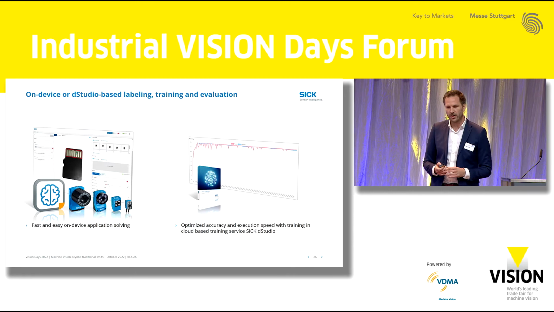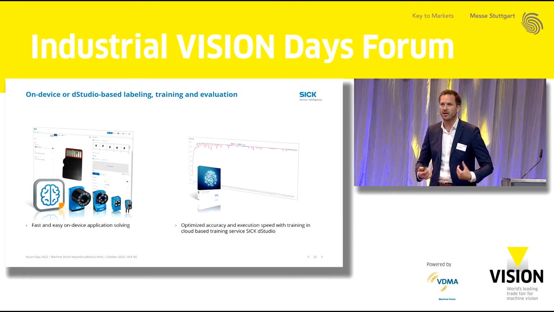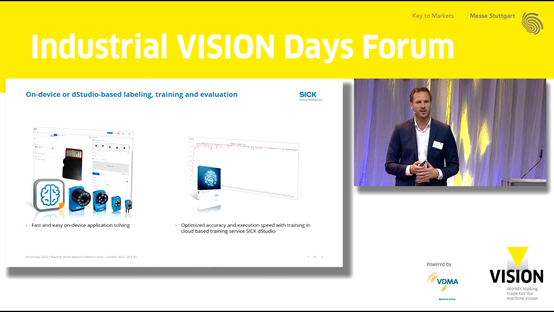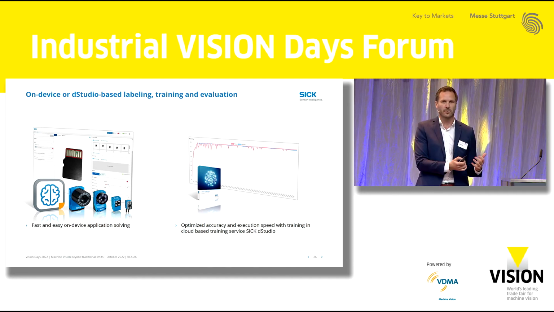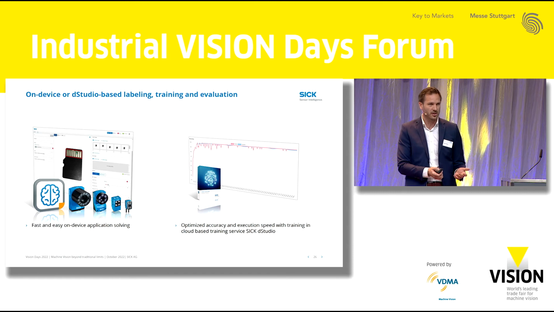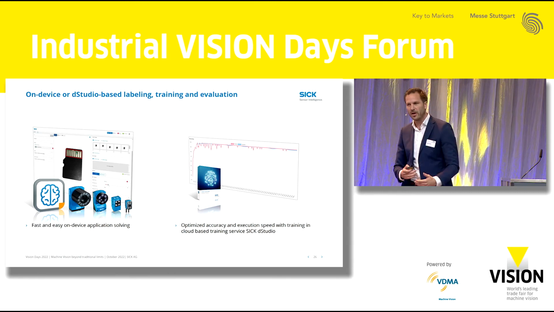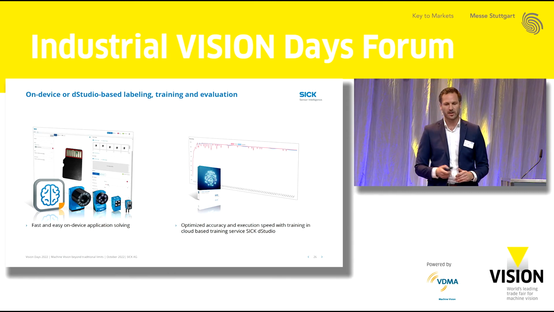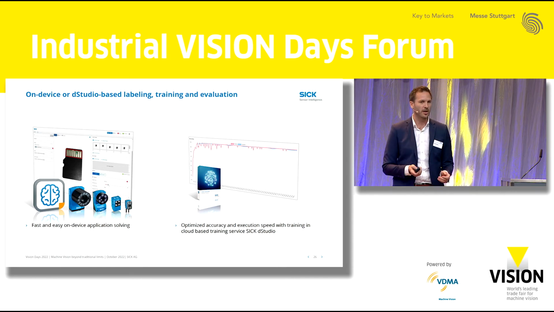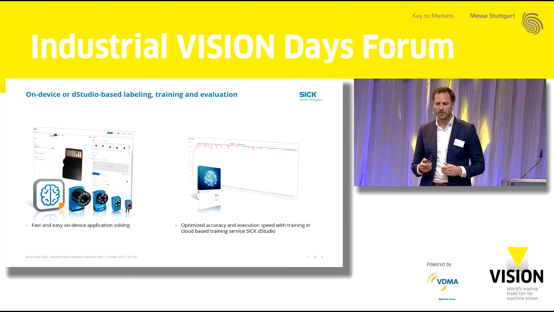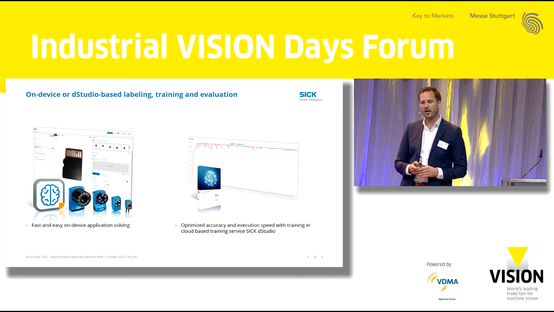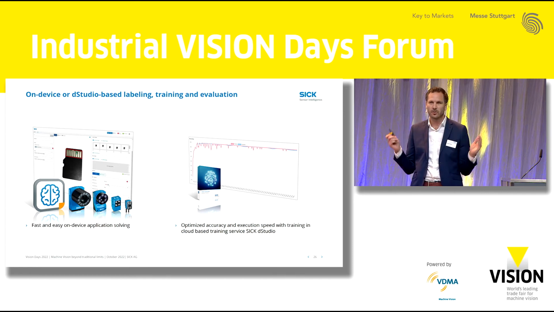And what I told you earlier, we have two ways to train and evaluate. Either you can do it on the device itself. At the moment, this is only possible with anomaly detection, but we're improving it. Very soon, we're going to be able to do classification as well with on-device training. Or if you want to optimize accuracy, you can go to our cloud training service, DStudio. So you can do it either on the device or in the cloud.